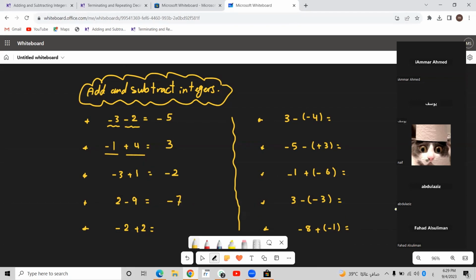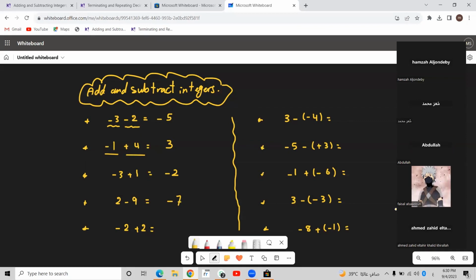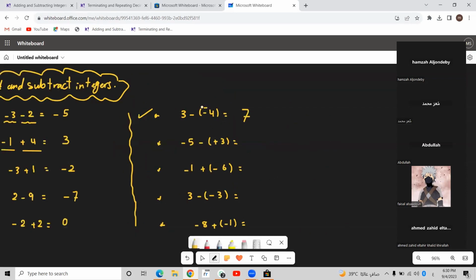Let's go to who didn't answer. So Abdullah, are you there? Can you hear me? Yes, Mister. Okay, tell me, Abdullah. -2 plus 2. -2 plus 2, 0. Excellent. Can you help me with the first one in the second column? It will be 7. Can you explain it to me? Negative and negative will be plus. That's great. So we will add 3 and 4. So this one means it's 3 plus 4.